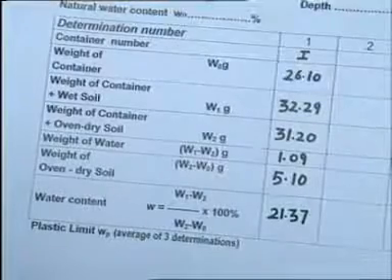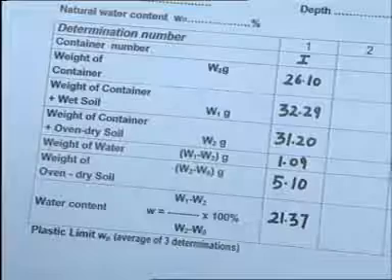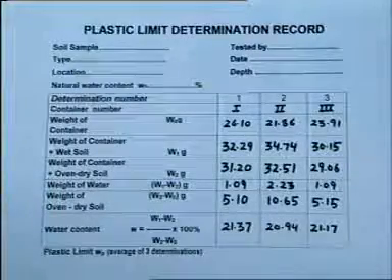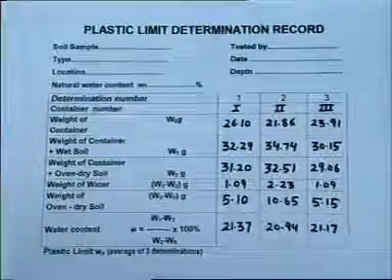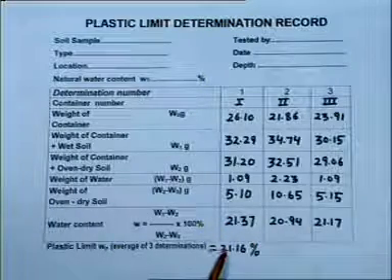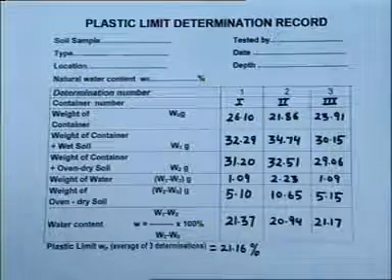For this case, the water content is 21.37%. Repeat the procedure 2 more times and record the water content. The average of the determinations, that is 21.16%, is the plastic limit of the soil.